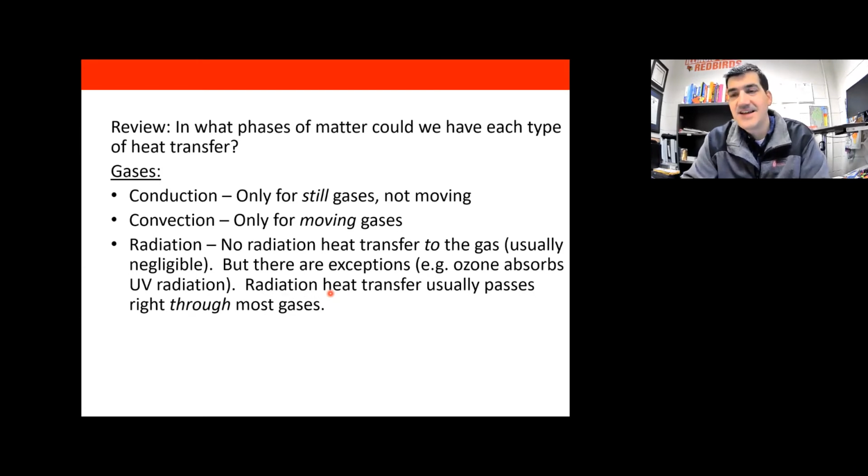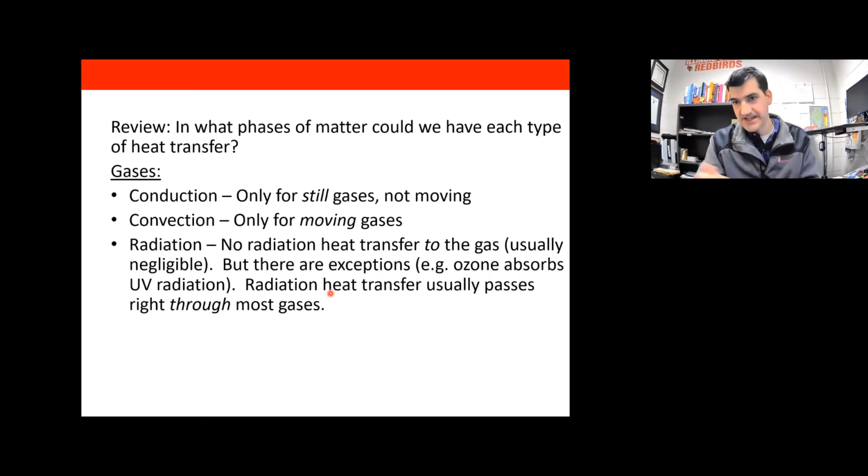Generally not. It's a stretch to say zero. You know, it's hard to say there's zero interaction with gases, but usually very little. There's very little radiation heat transfer to the gas. In other words, it passes through. All right. So in general, radiation heat transfer will pass through gases and will not transfer the heat to the gas very much. It's not to say none, but not very much.